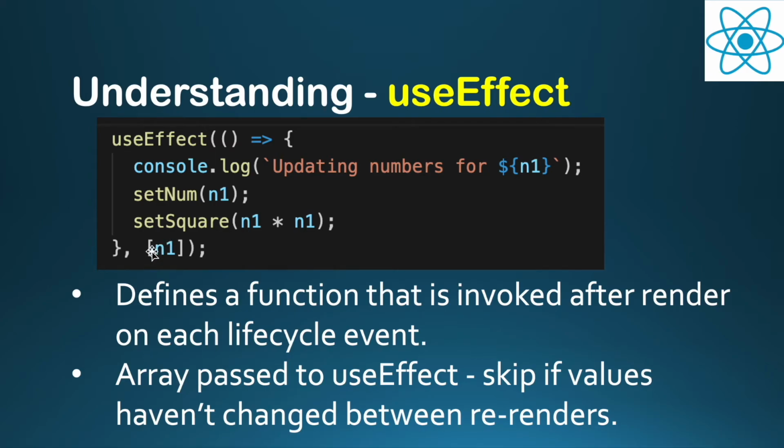And the array passed to useEffect skips if values haven't changed between re-renders. So we will skip calling this function if these values have not changed between those re-renders. It will check the previous value of n1 to the current value of n1. In some sense, this is exactly like the comparison we used to do for props, if previous props not equal to this.props. That is how we used to do it in componentDidUpdate. So in effect, we are implementing the same thing here using this array.